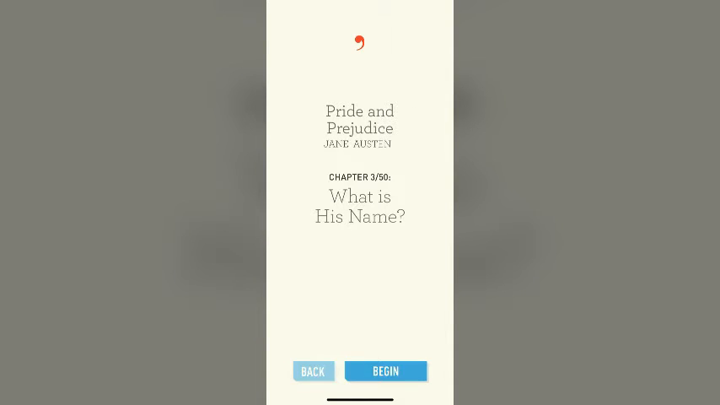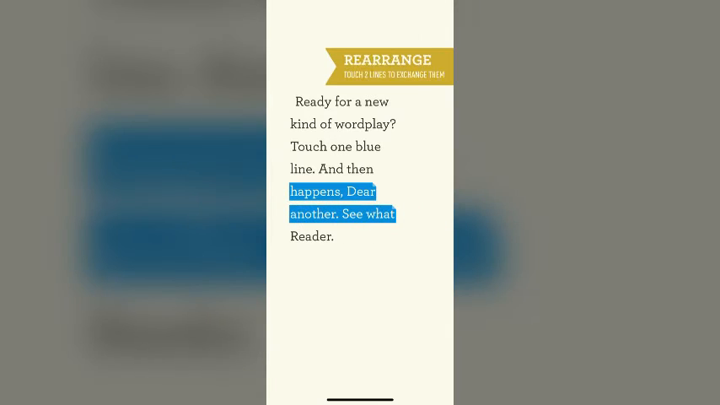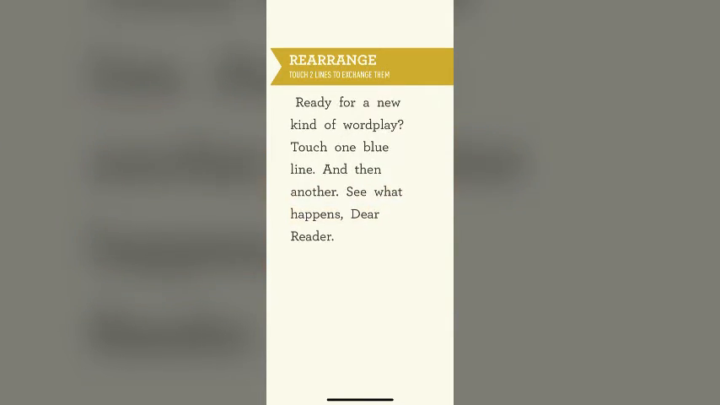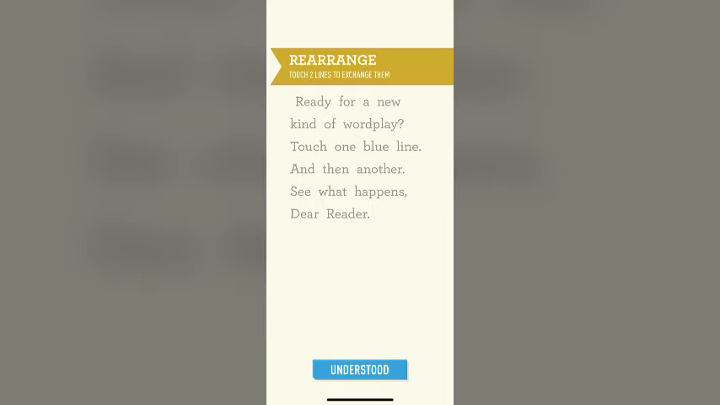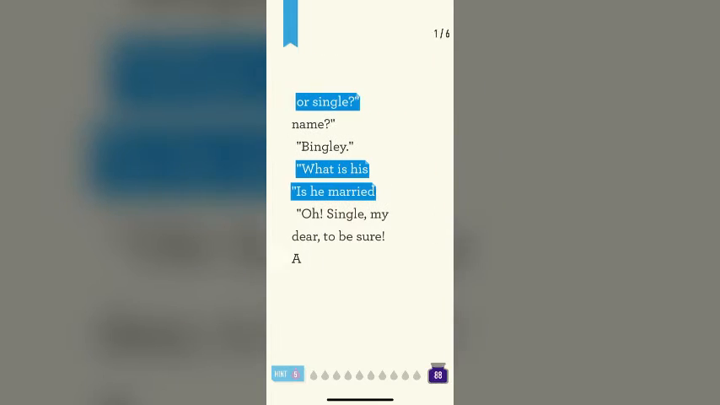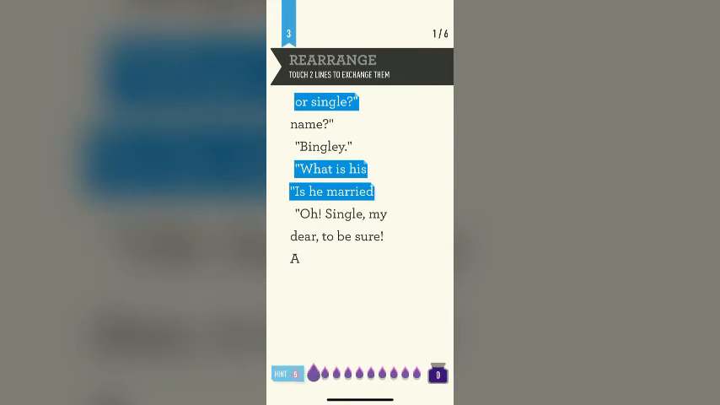Okay, chapter 3. What's his name? Ready for a new kind of wordplay? Touch one blue line and then see what happens. And then another and see what happens. Okay, got it. So if you touch two of the lines, they exchange places.